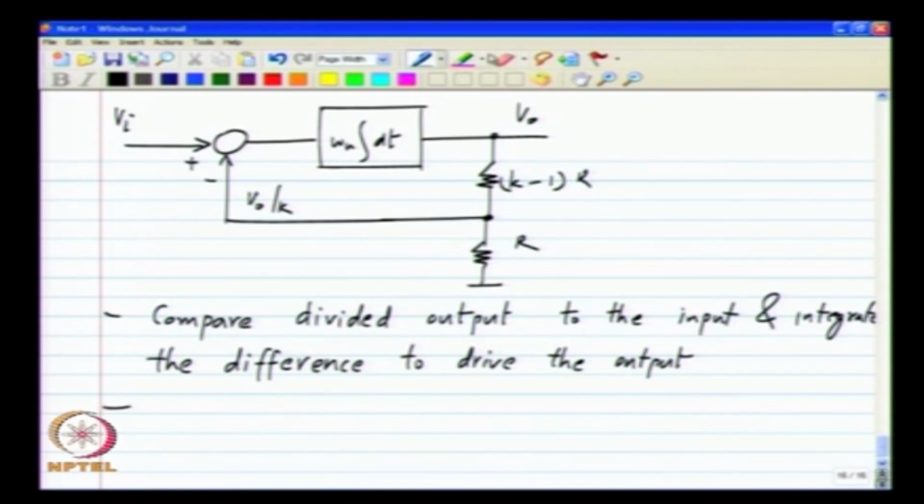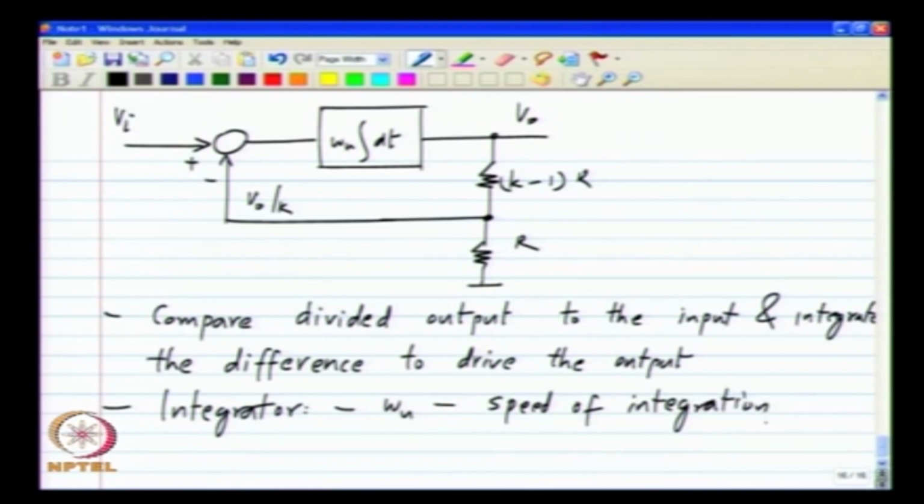And from this we know that the steady state will be reached only when the error is 0, or V naught by k equals Vi, that is to say V naught equals k times Vi. We looked at the characteristic of the integrator. It has a single parameter omega u which influences the speed of integration, that is, the higher the value of omega u, the faster the integration, the lower the value of omega u, the slower the integration.